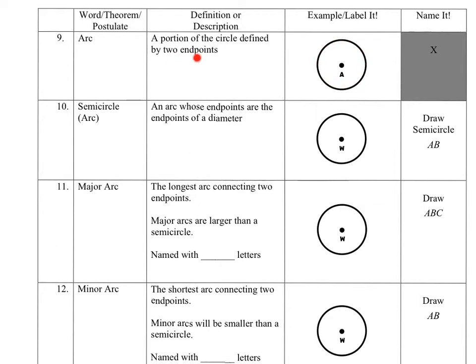Now it's going to be defined by any two endpoints. So if I just pick any 2 points on the circle, so I've got a point here and a point here, an arc is that portion that connects those two endpoints. Now certainly I could have actually also identified the arc going this direction. I just chose that one in that example.